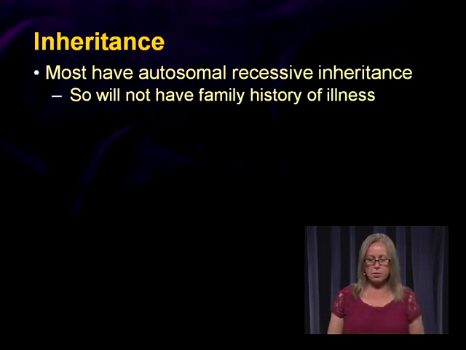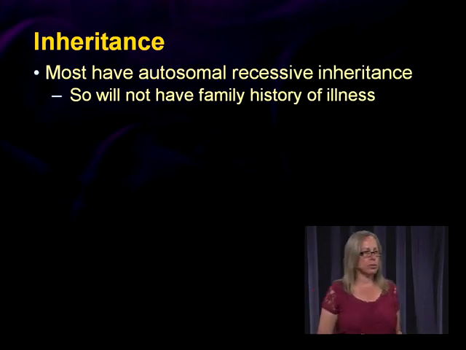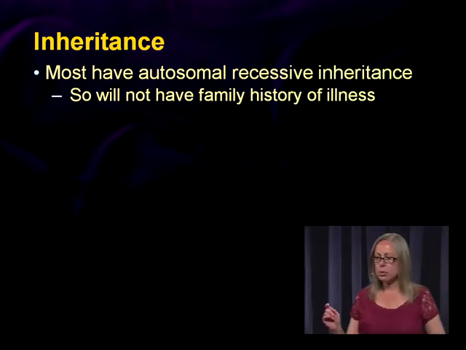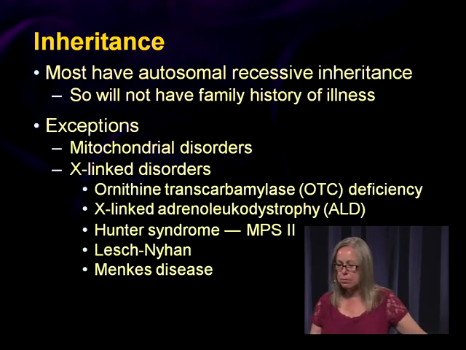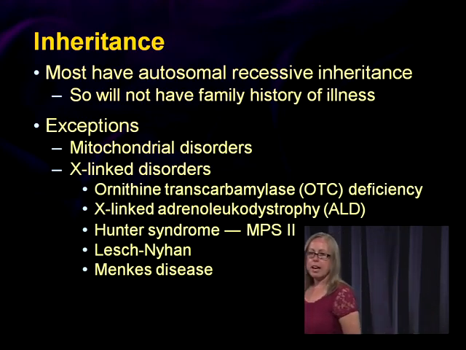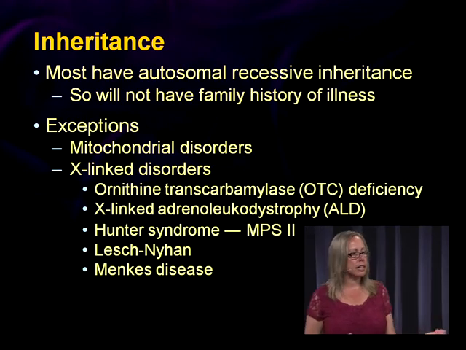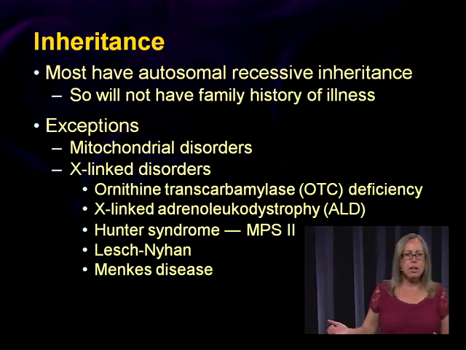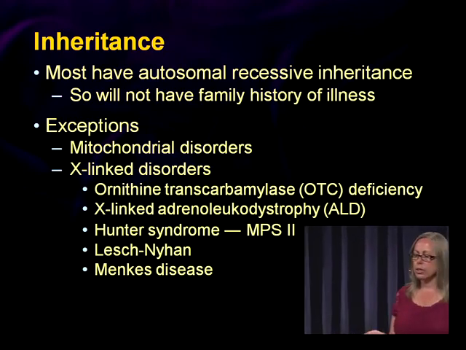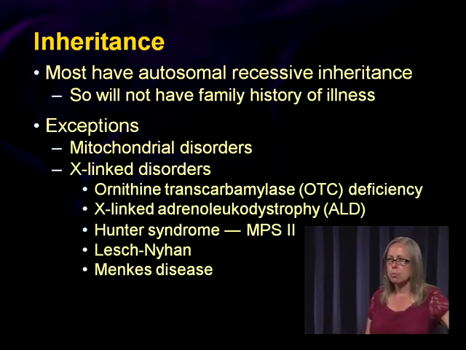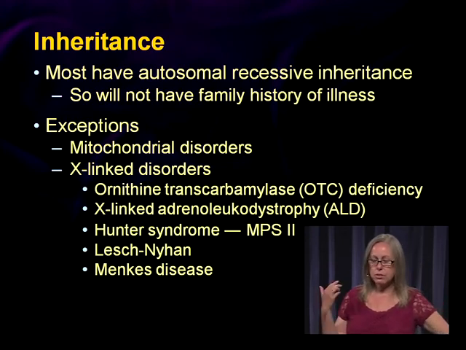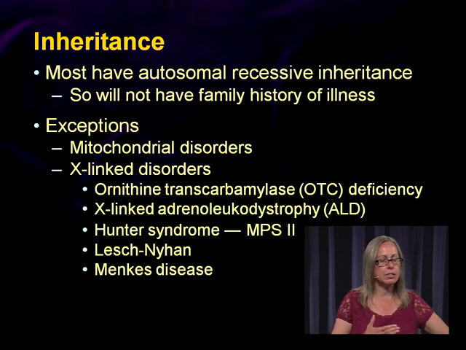The inheritance: most are autosomal recessive, so if you have to guess, guess recessive. Most will not have a family history of the illness. The exceptions are mitochondrial disorders, and then the X-linked disorders. So memorize your X-linked disorders and then guess autosomal recessive for everything else. OTC deficiency, X-linked adrenoleukodystrophy, Hunter syndrome or MPS type 2, Lesch-Nyhan, and Menkes disease are common X-linked metabolic conditions.